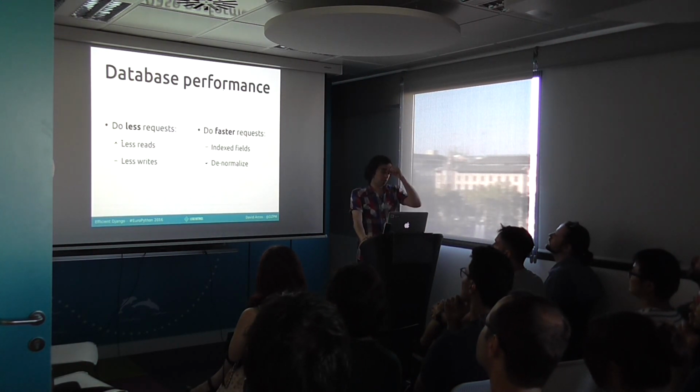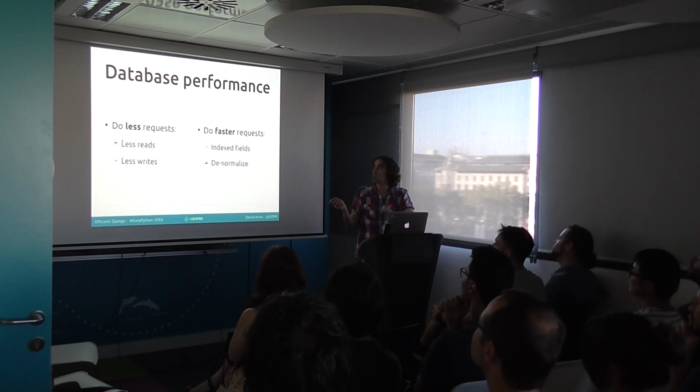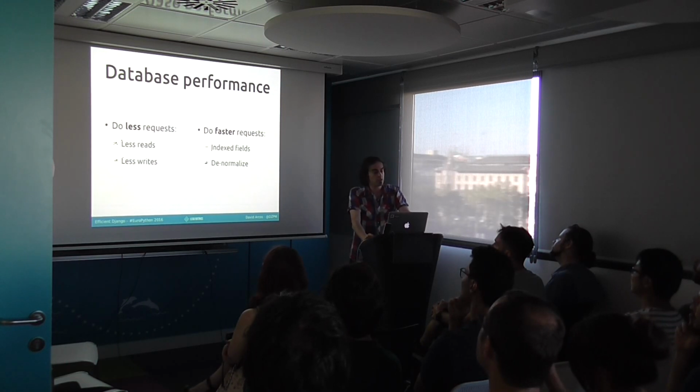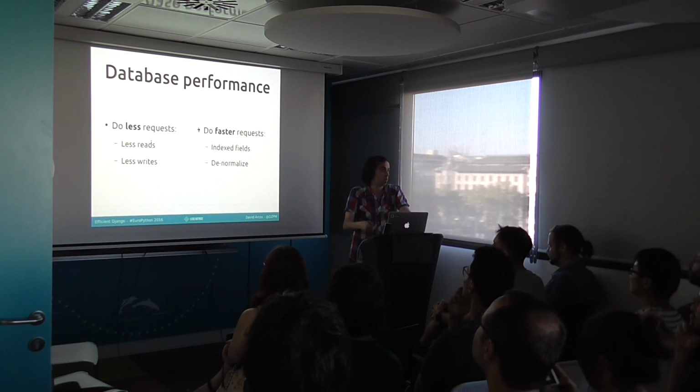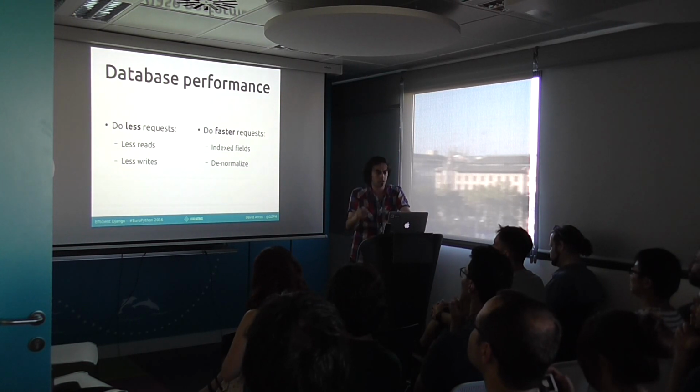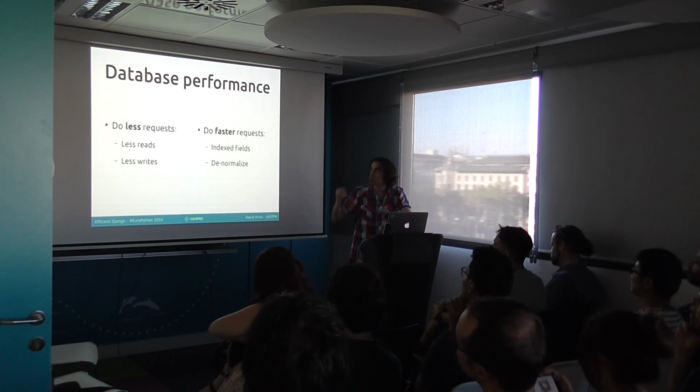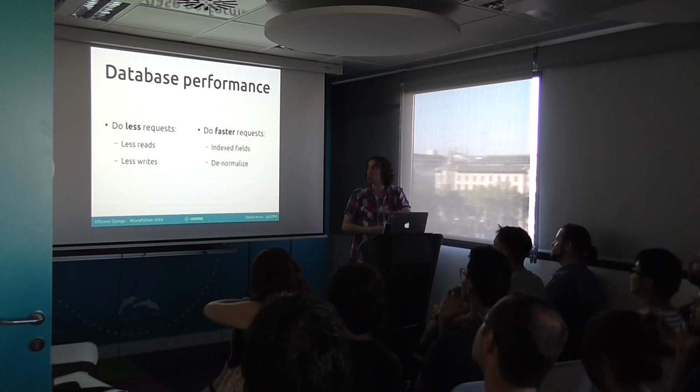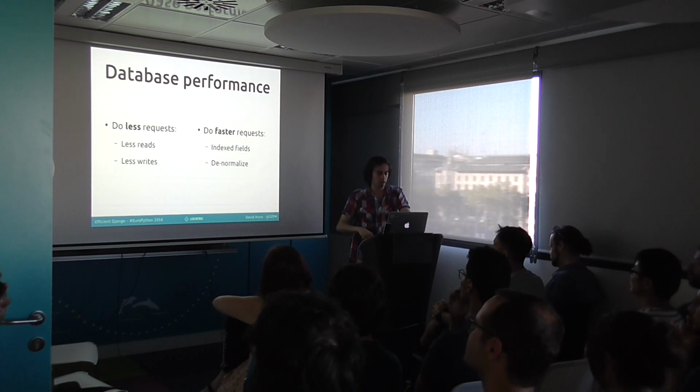How to improve the performance? Yeah, this one was easy. Less requests and faster requests. We will see how later. So if you do less queries to the database, less reads and less writes, it will go faster, of course. And if you do less requests, because you don't need so many requests, or you can group them in somehow, of course it will be faster. And some tips for this is to add indexes or to normalize the databases. We will see this later.